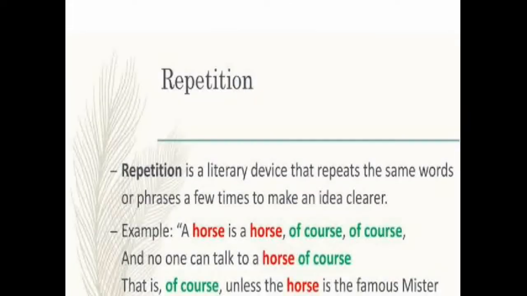Repetition. Repetition is a literary device that repeats the same words or phrases a few times to make an idea clearer. Repetition is a figure of speech in which words or phrases are repeated in a sentence. Examples of 3 lines of repetition are given below. A horse is a horse, of course, and no one can talk to a horse, of course, that is of course, unless the horse is the famous Mr. The words horse, of course are repeated for poetic effect.